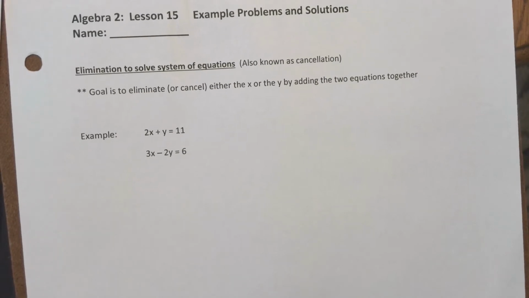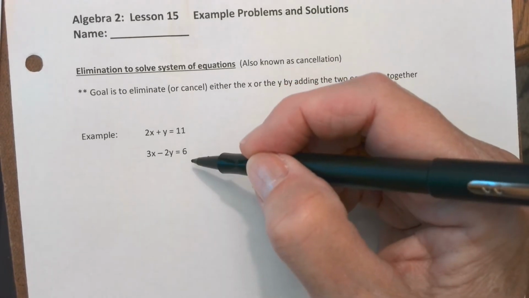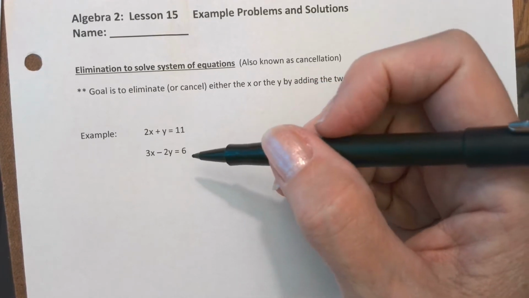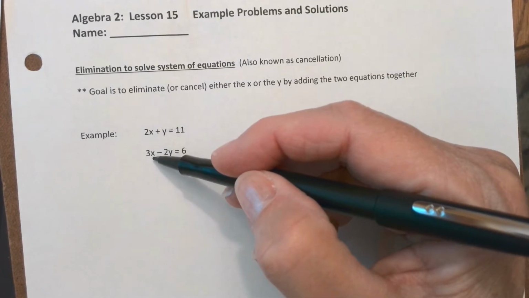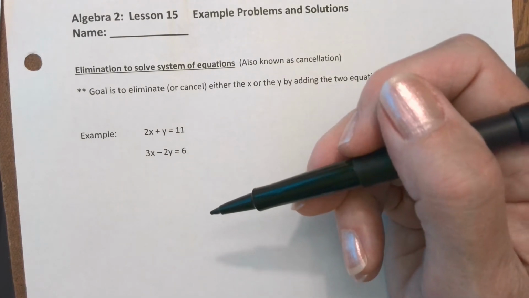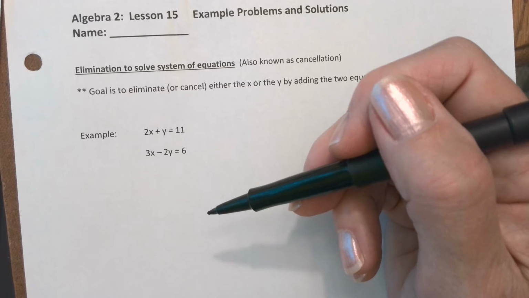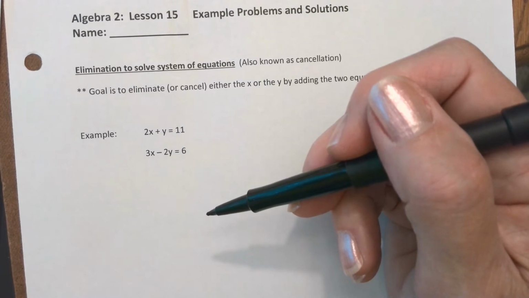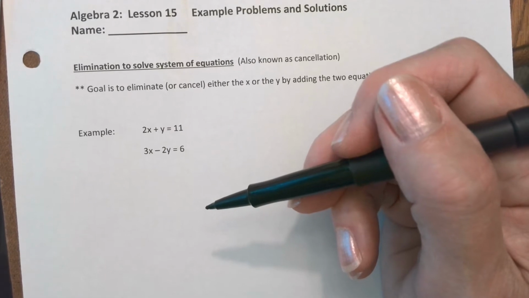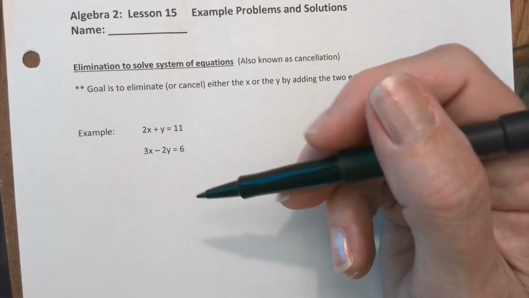So you need to look at them and think, if I add these two equations together, will either of the variables cancel? And right now, if I add them, this would be a 5x and this would be a negative 1y. So no, neither one would cancel. So what I want to do is multiply one of the equations by a number so that when I do add them together, one of the variables will cancel.